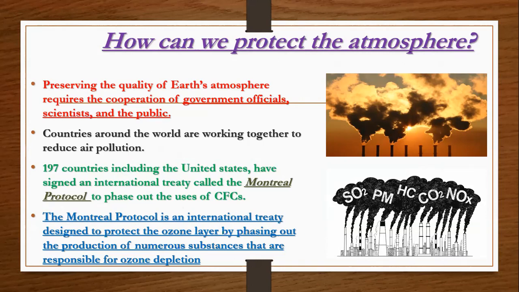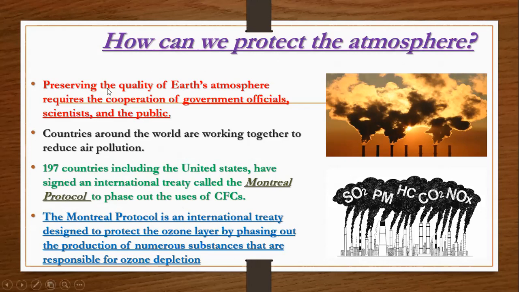Countries around the world are working all together to reduce air pollution. Nowadays, 197 countries, including the United States, signed an international treaty called the Montreal Protocol. This Montreal Protocol is an international treaty designed to protect the ozone layer by decreasing the usage of what? Of CFCs. So 197 countries are reducing the amount of CFCs and using other types of compounds that will lead to less pollution.